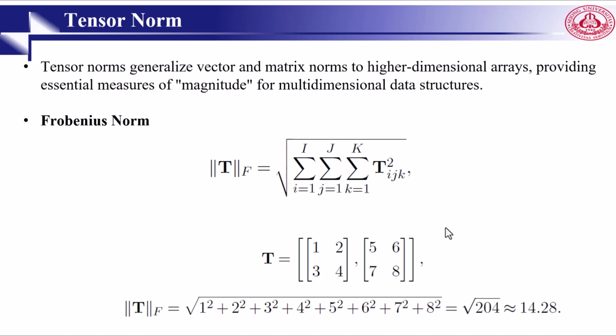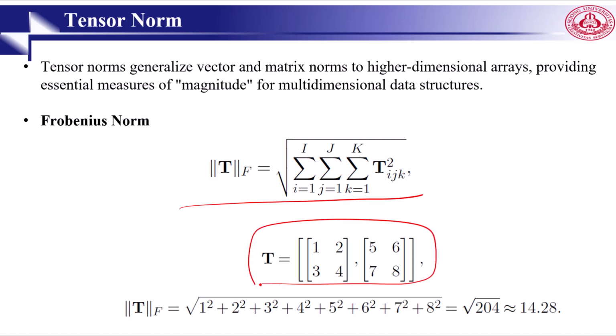Here, we just generalize the matrix norm and vector norm to a multi-dimensional array, and this will provide a measure of a tensor's size or magnitude. There are many kinds of norms, and Frobenius is one of them. This is the square root of the sum of the squares of all tensor entries. For example, for this tensor, we take the square root of 1 squared, 2 squared, 3 squared, 4 squared, 5 squared, 6 squared, 7 squared, 8 squared, and it gives us 14.28 as the norm of this tensor.